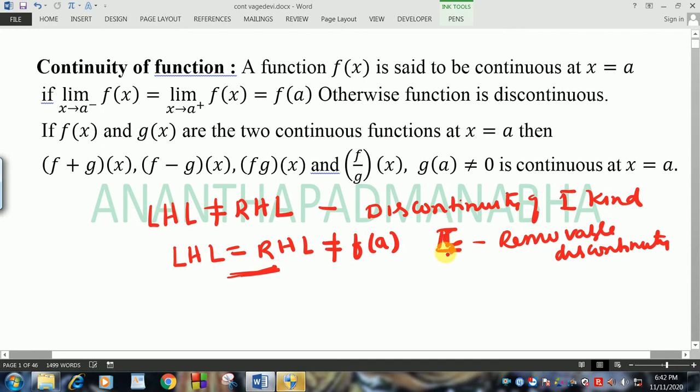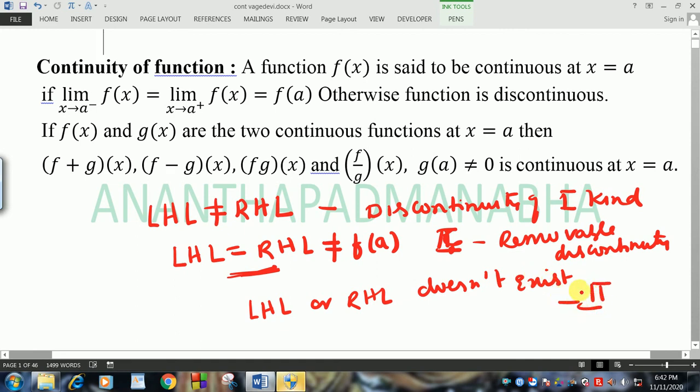And the other kind of discontinuity is where the limit doesn't exist. That is, if either of the limits, LHL or RHL, doesn't exist, then we say that the function is discontinuous, and this is the second kind of discontinuity. So there are three types of discontinuities we discussed.